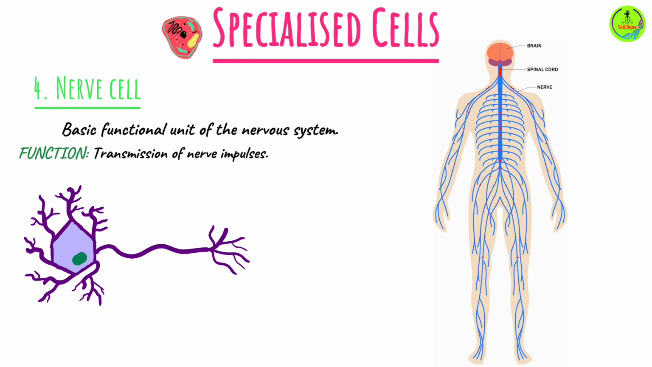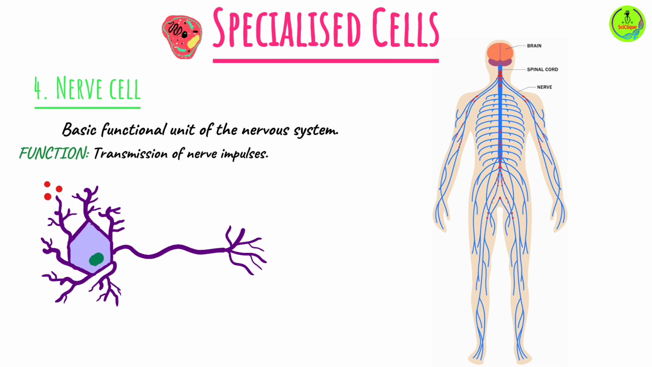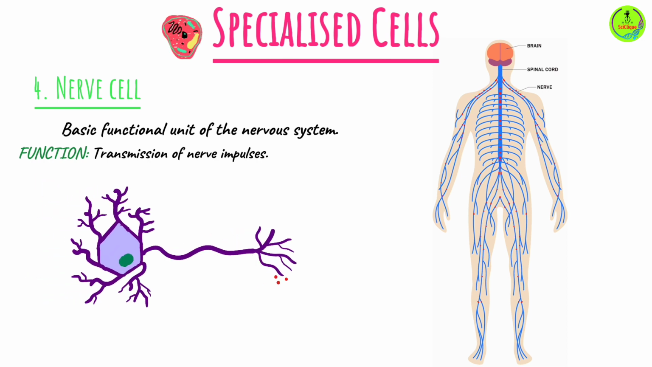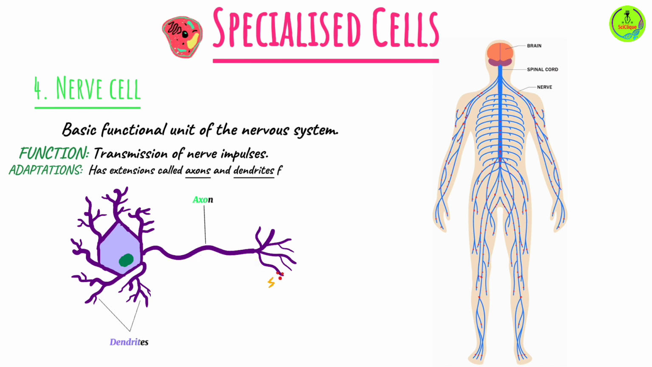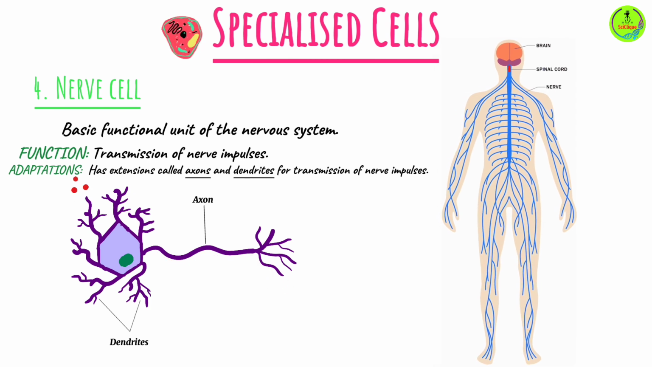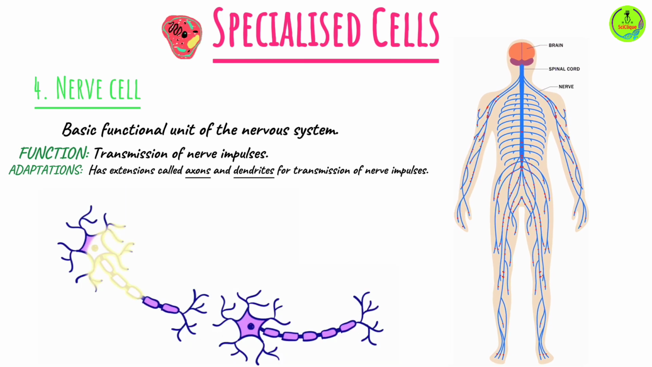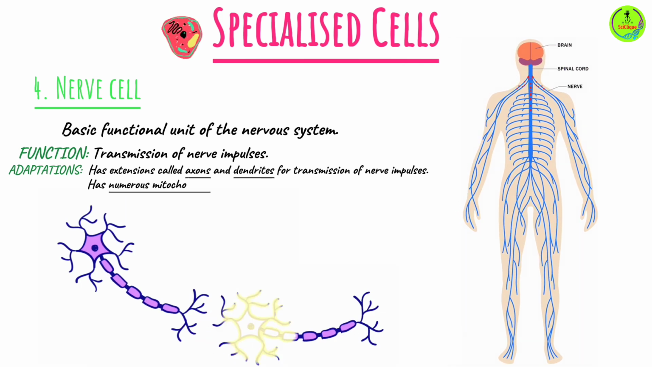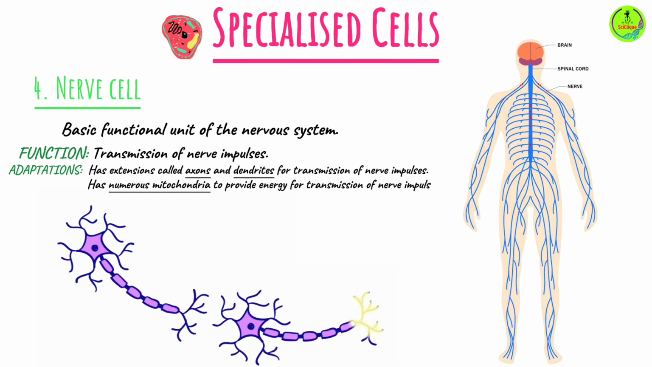Now, when it comes to the nerve cells, the function of the nerve cells is to transmit nerve impulses throughout the body. Now, as you can see from its structure, it has these long extensions that are known as axons and dendrites. What are they for? Transmission of nerve impulses. Now, as you can imagine, this process requires a lot of energy. You can probably guess where I'm heading with this, right? So therefore, they have numerous mitochondria to provide energy needed for the transmission of the impulses.